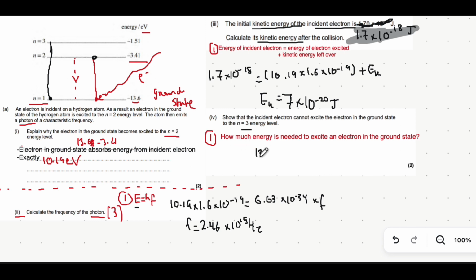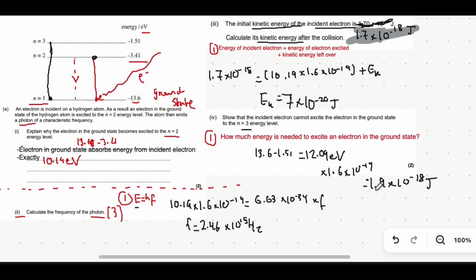So first of all, 13.6 take away 1.51. The difference between these two energy levels is equal to 12.09 electron volts. Now, if we convert that into joules by multiplying by 1.6 times 10 to the minus 19, that will get you a value of 1.9 times 10 to the minus 18. And we can pretty much stop there, because if this much energy is needed for an electron in the ground state to go to the n equals 3 energy level, but it only gains this much, that's not enough energy, because the energy that's needed is more than the energy that's provided. So hopefully that made sense.